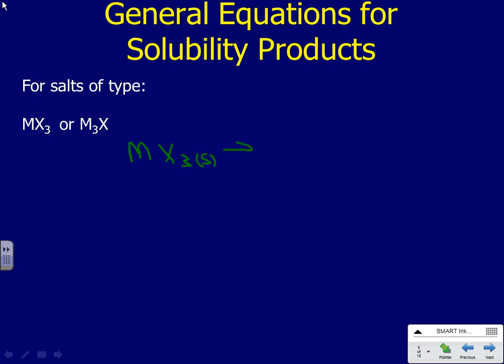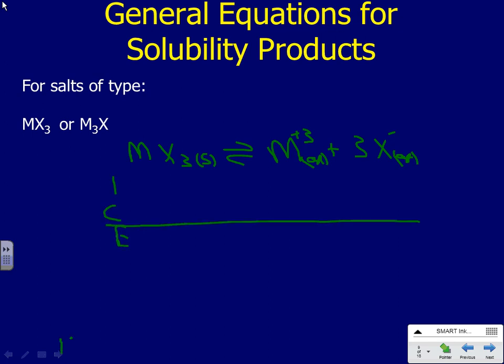MX3 solid, M, and we'll call this plus 3, 3X minus, again, it's aqueous, ICE. So if I were to go way down here, Ksp, 3 X's, 1 M. Do you think you can come up with the equation for the Ksp? What's going to happen when you put all those numbers and those X's together? Can we do it without writing it down? Anybody up to some mental math here Monday morning?